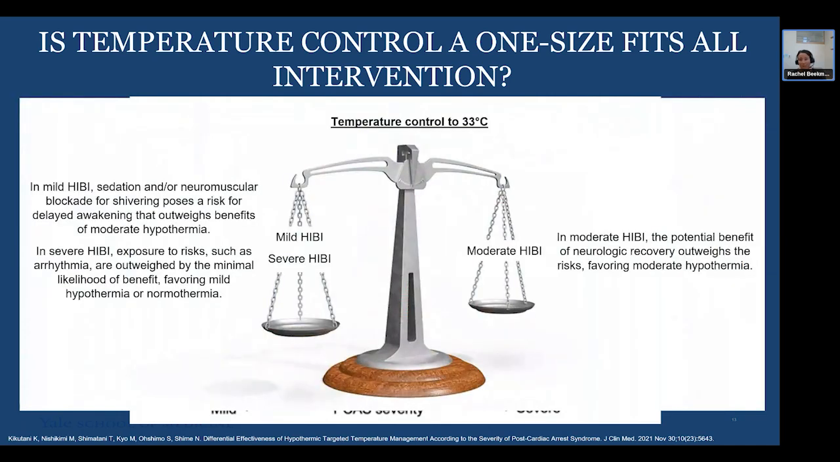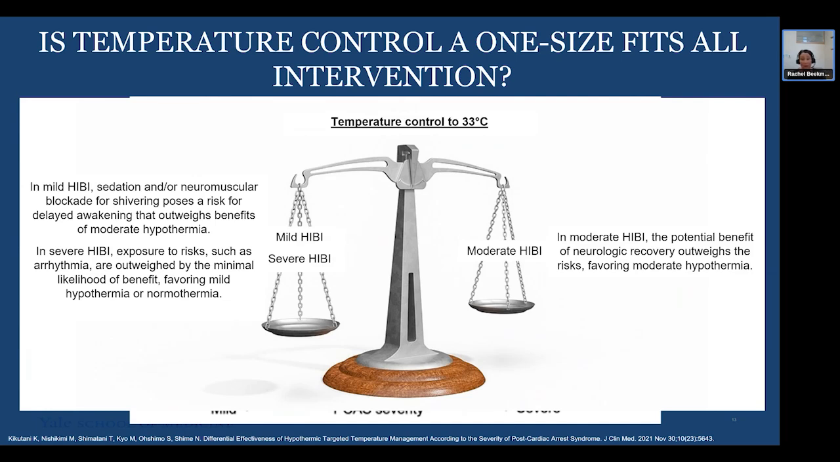The way I like to think about this is that in mild hypoxic ischemic brain injury, these patients are at a high likelihood of awakening. And the use of adjunctive treatments for moderate hypothermia, such as sedation or paralysis for the treatment of shivering thermogenesis, may actually result in delayed awakening. And that increases the likelihood of inappropriate withdrawal of life-sustaining therapy in a group that would otherwise awaken. In these patients, the risks of treatment to 33 degrees may outweigh the benefits.